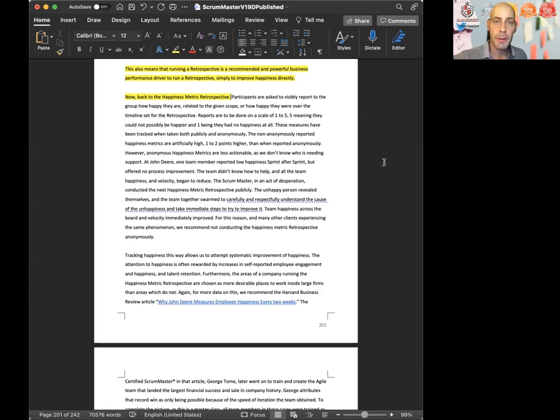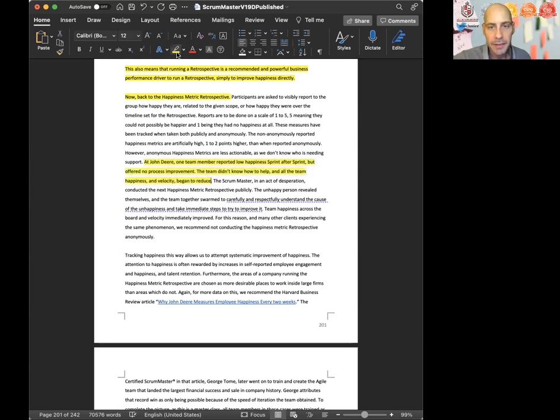They didn't know which team member was so unhappy, and the team member didn't write down a process improvement, and it was anonymous. So they only knew someone on our team is super unhappy and not getting happier. And that started to affect everyone else's happiness. All the happiness scores started to go down. They wanted the team to be successful and feel successful. The team didn't know how to help, and all team happiness and velocity began to reduce.